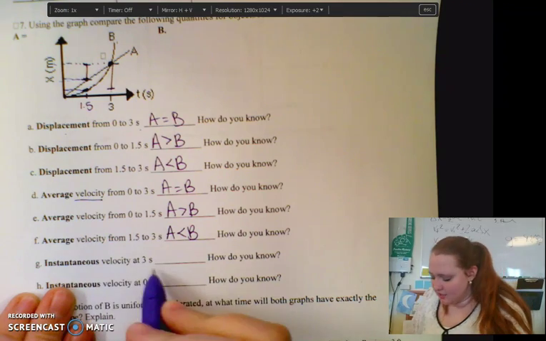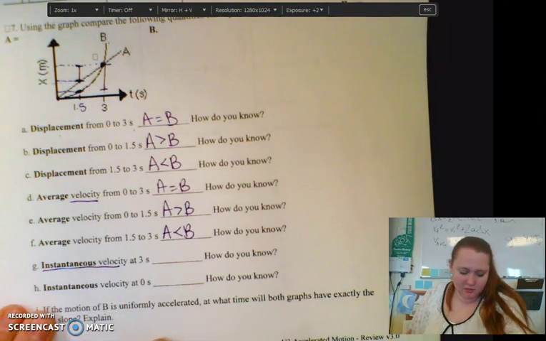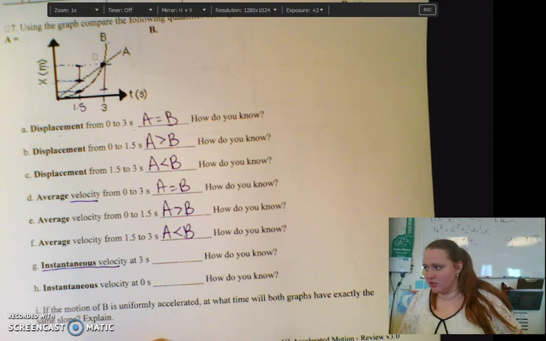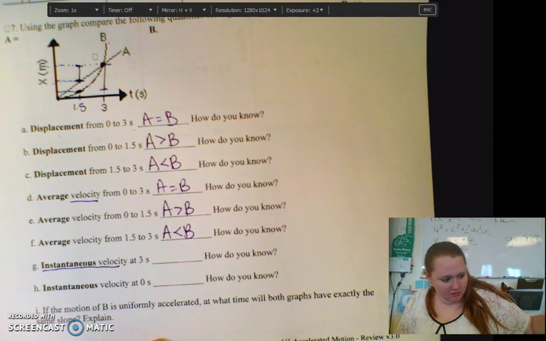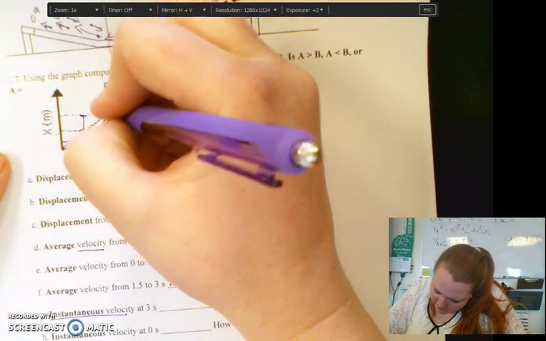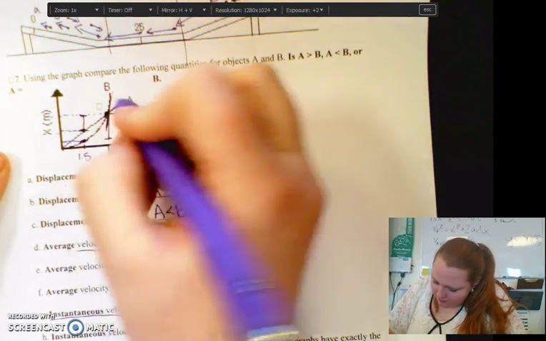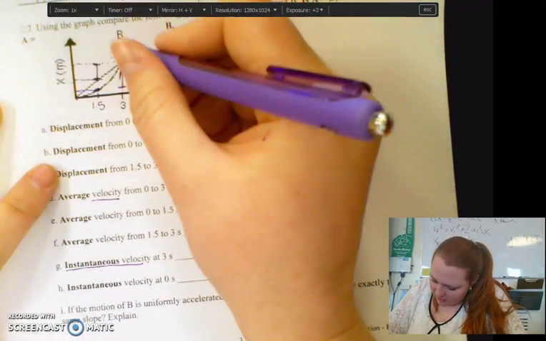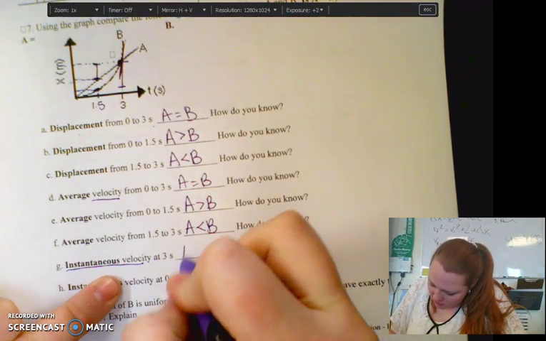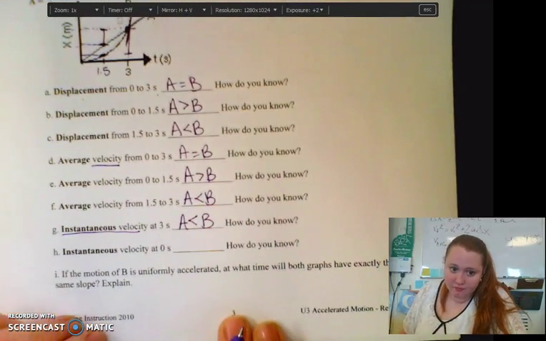Our instantaneous velocity at 3 seconds. So instantaneous velocity means we need to look at the slope of the tangent line at that point. I don't have my straight edge here, but that doesn't matter. If we look at B, at 3 seconds, B is much steeper than A. So B is moving faster, so A's instantaneous velocity is less than B's.